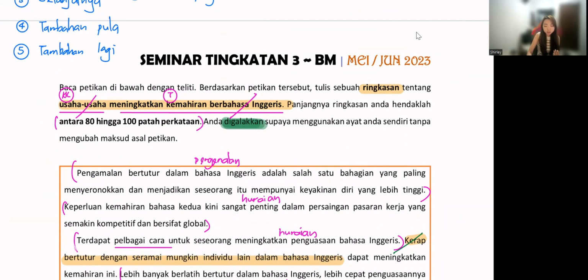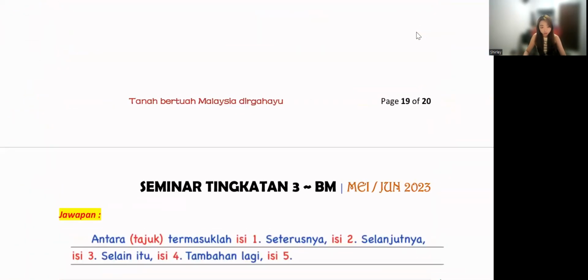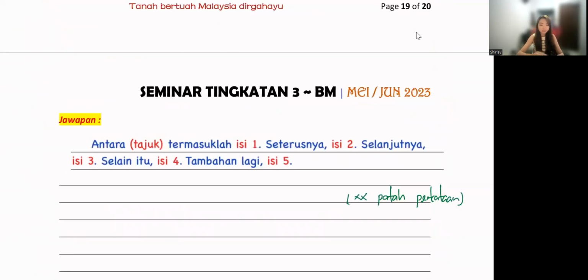But if they change the term into diwajibkan, that is different. Diwajibkan means compulsory. If you never do it, you never follow the instruction, then you are wrong. So diwajibkan and digalakkan are different. If they use diwajibkan, you need to follow the instructions or else you will be deducted marks, okay? But digalakkan is just encourage. You do or you never do, also correct. It's just that they encourage you to do so, okay? So this is how we do the ringkasan. Ringkasan is very easy. Beware of the careless mistakes, my dear.